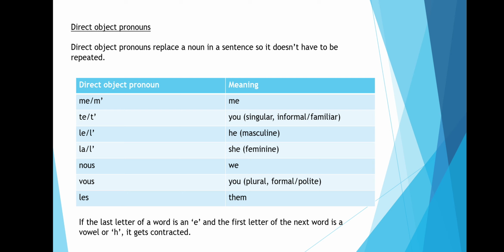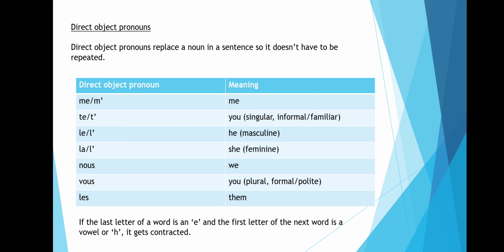Me is me, te is you, the singular or the informal / familiar version. Le means he or it. La is she or it. The it is feminine for this one. Nous is we. Vous is you, plural or formal / polite. And les is them.